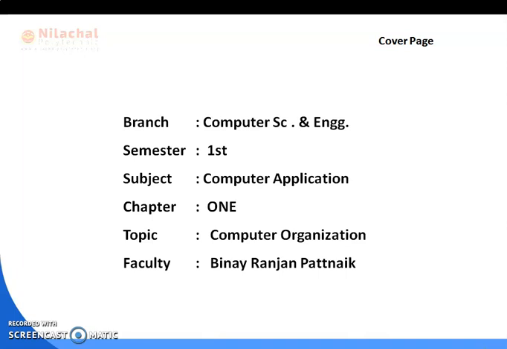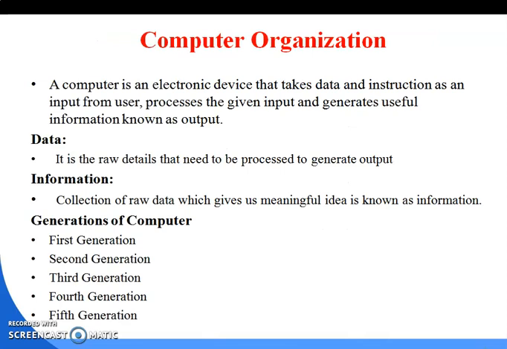Myself Vinanjan Patnaik. Today I am going to discuss the computer application and the first chapter, computer organization. Before going to the discussion about computer organization, first let us discuss what a computer is.